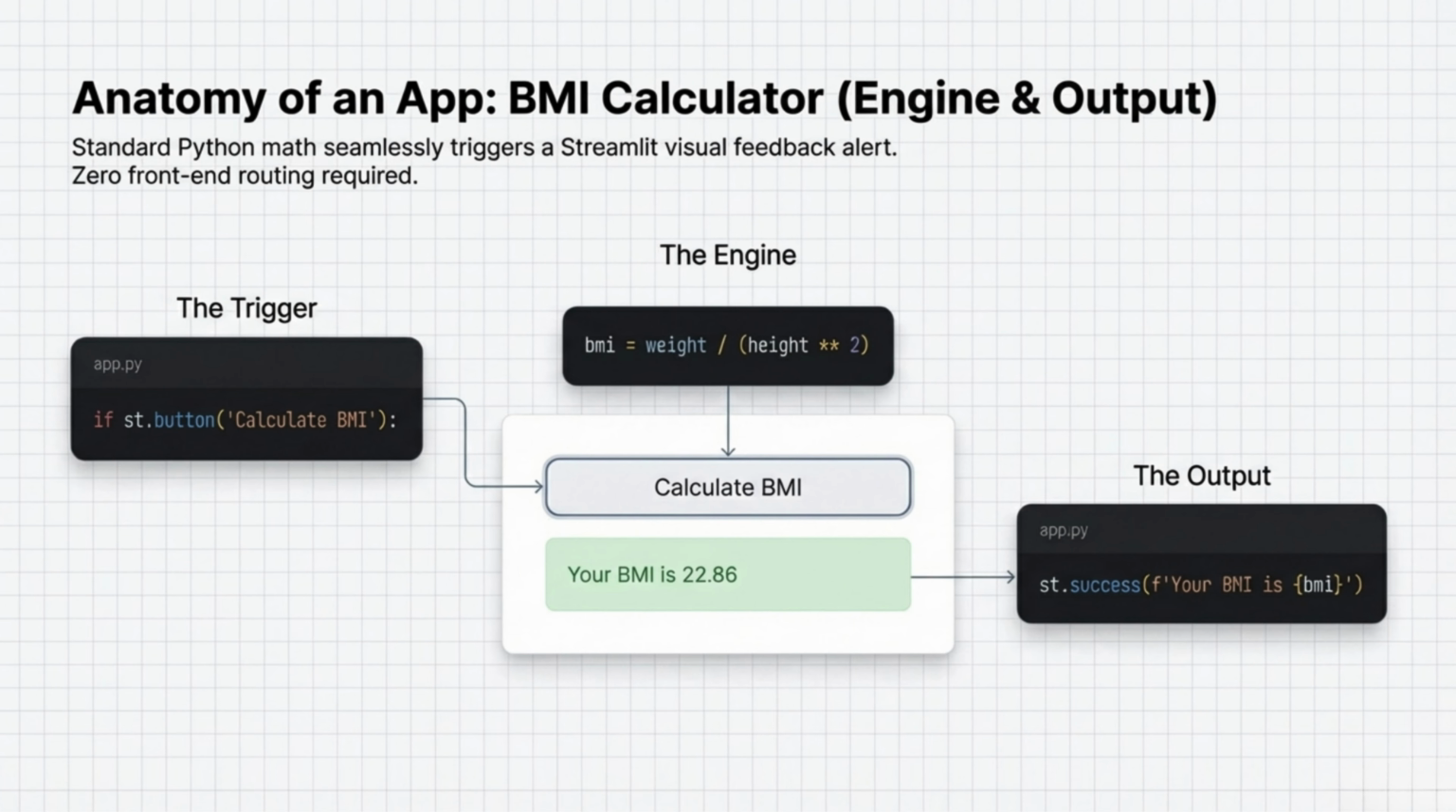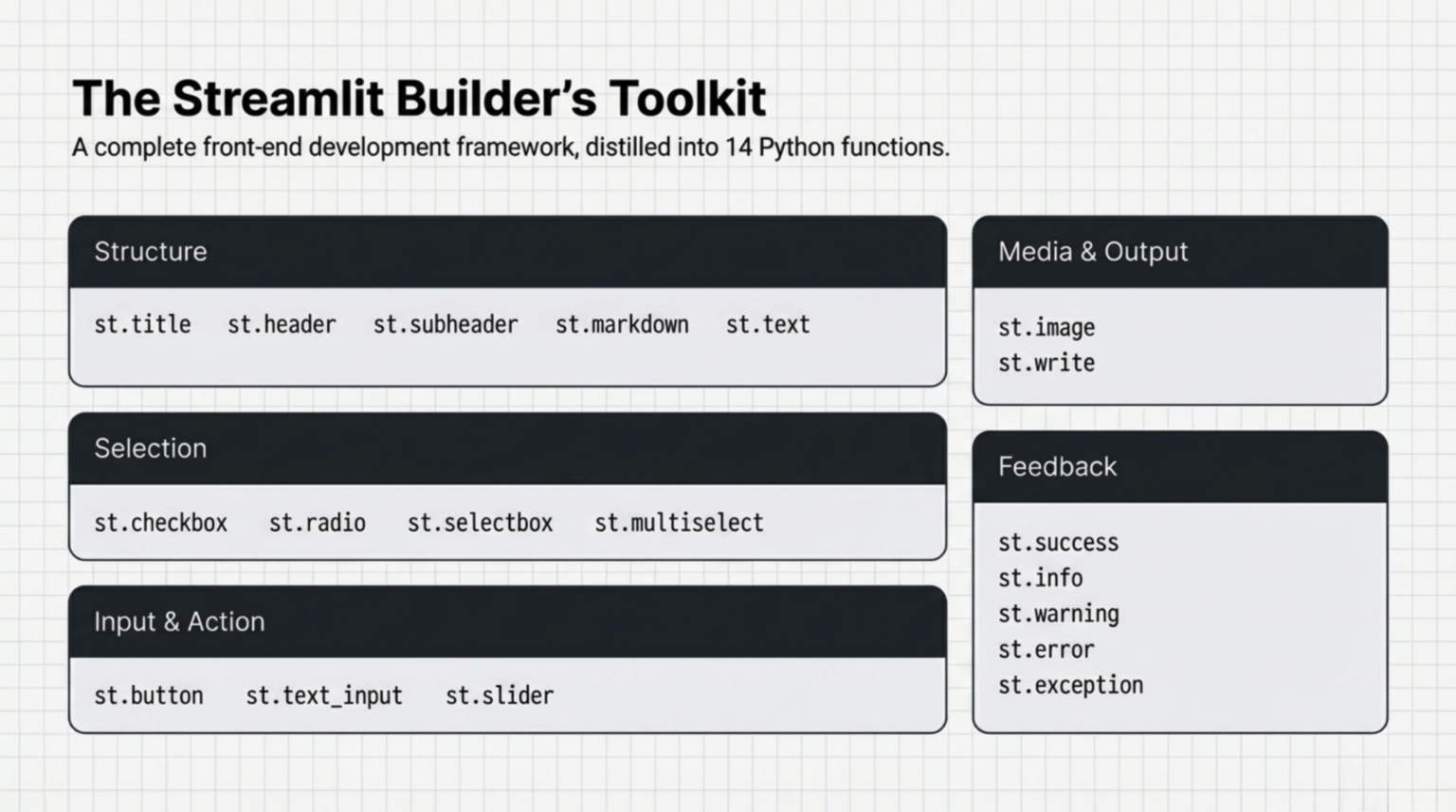There is no need for separate front-end and back-end integration. Let's now see what the Streamlit Builder Toolkit is. Streamlit simplifies application development by offering a set of built-in Python functions. First, under structure, we have elements like st.title, st.header, and st.markdown. This helps organize and format the content of the app.